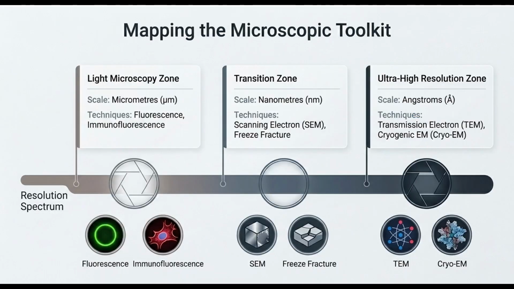Now let's see how to do the mapping. So microscopic techniques exist along a spectrum of increasing resolution. So at the lower resolution end are the light microscopy techniques, including fluorescence and immunofluorescence microscopy, right? So these are particularly useful for studying living cells and tracking biological processes. Okay, so the first one is light microscopy, and so on.